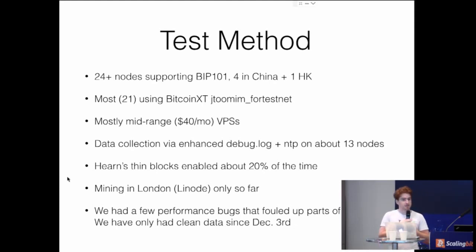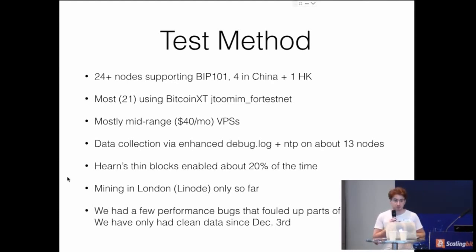Also, while we were doing these tests, we ran into a few bugs in our data, one of which was a Bitcoin XT specific bug that was in an unreleased version. It was only in the master branch, but we were using the master branch, so we ran into that. We fixed that about 3 days ago, yeah. So the data before that is about three times slower in some circumstances than it should be.